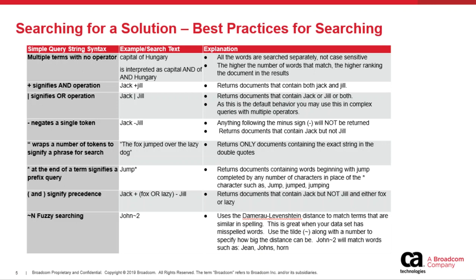For example, in line item 1, capital of Hungary is interpreted as capital and of and Hungary. All the words are searched separately, not case sensitive. The higher the number of words that match, the higher the ranking of the document in the results.